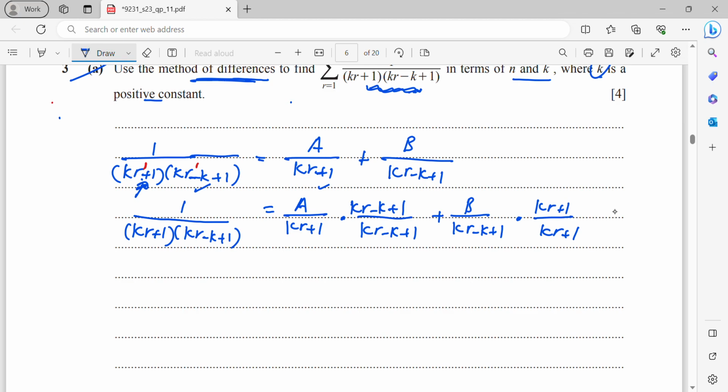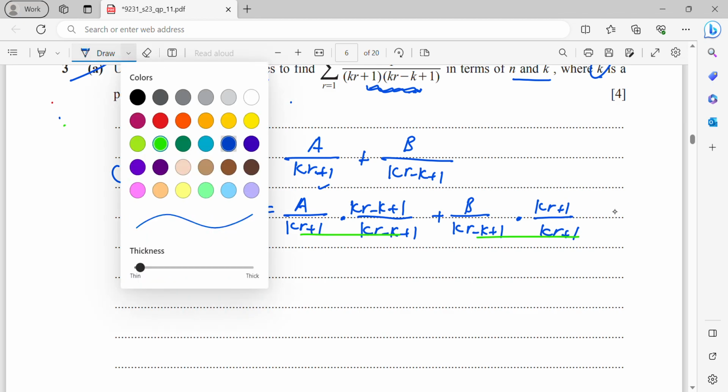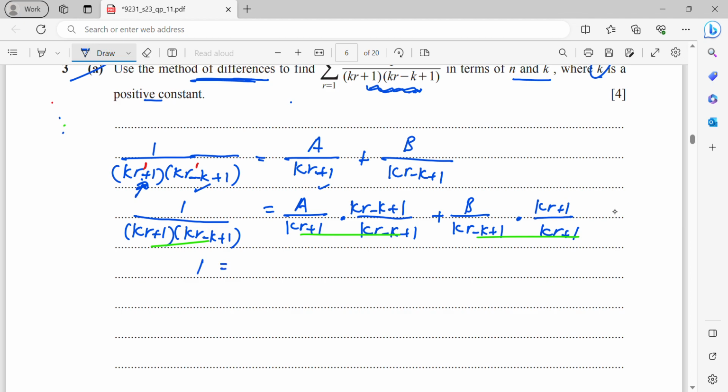Okay, so by looking at this, you will notice that the denominators are the same, which means I can just cancel off the denominators and write down the numerators. So 1 equals a times (kr minus k plus 1) plus b times (kr plus 1). Remember, I need to get the r value in order to get a and b. Normally, this can be found by letting the factor be 0.